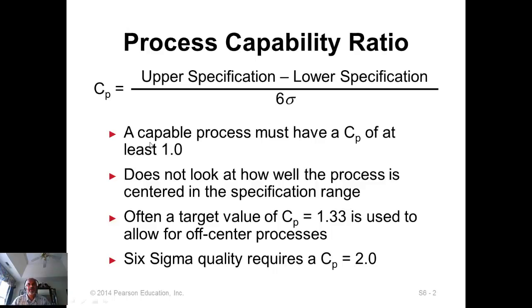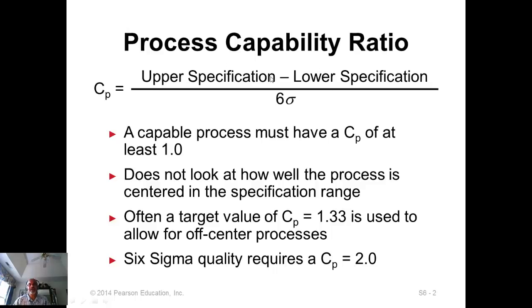Now, for a process to be capable, this ratio, if it is 1, then you normally won't consider the process to be capable, because that's barely meeting the requirement. So you want some tolerance, a cushion. So a target value that is normally used is 1.33. That is the minimum standard that is required. Now if you want a superior standard, a 6 sigma quality, then you need to achieve 2 for this ratio.